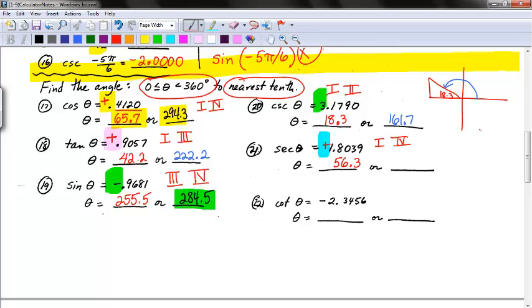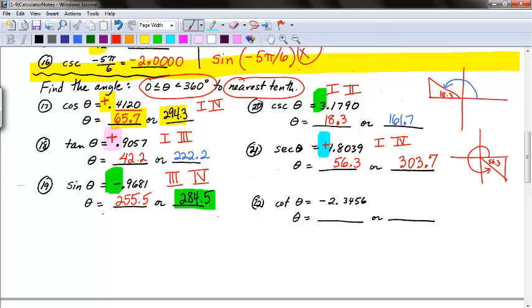If I do quadrant 4, I'm down here, 56.3, and I want to figure this angle that gets me there. So 360 minus that answer, and I get 303.7. Okay with figuring those?